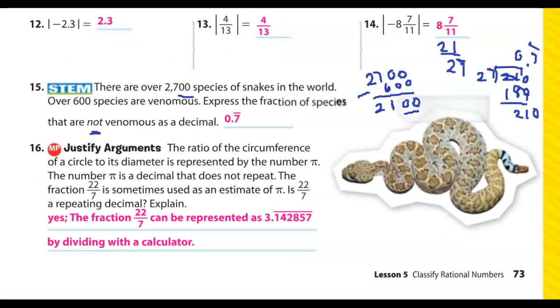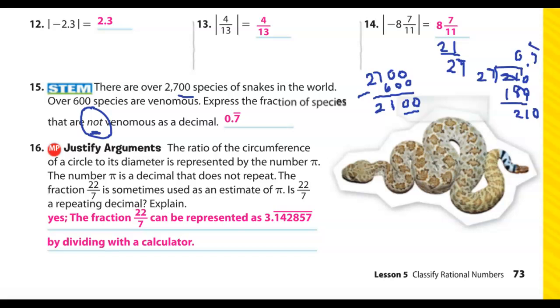Okay, this is not a problem you had to do last night, but we're going to go over it because we are going to be having a quiz. There are 2,700 species of snakes in the world. Over 600 species are venomous. Express the fraction of species that are not venomous. That's the key word there.